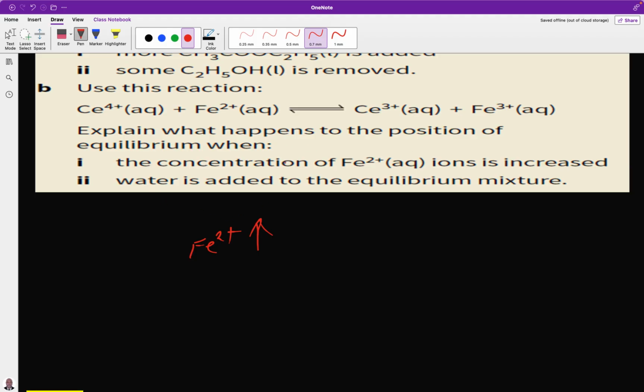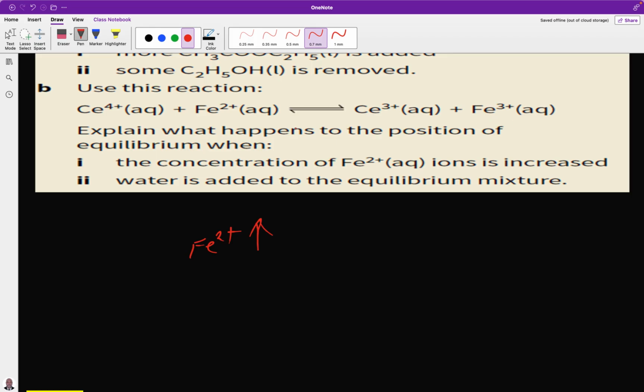Explain what happens to the position of the equilibrium when water is added to the equilibrium mixture. Adding water to the equilibrium mixture will have no influence on the position of the equilibrium. The number of moles of Ce4+, Fe2+, Ce3+, and Fe3+ does not change.